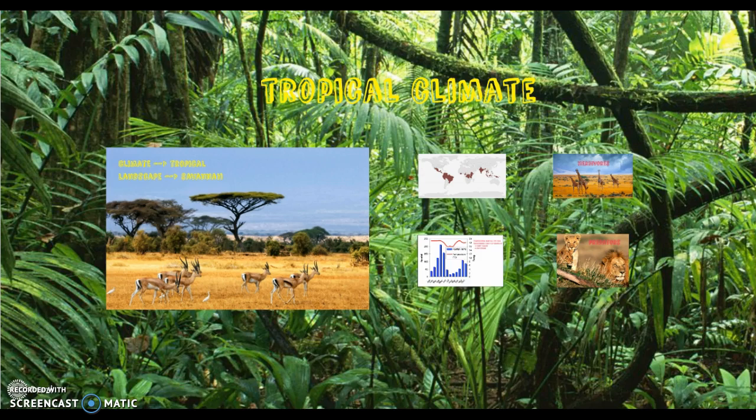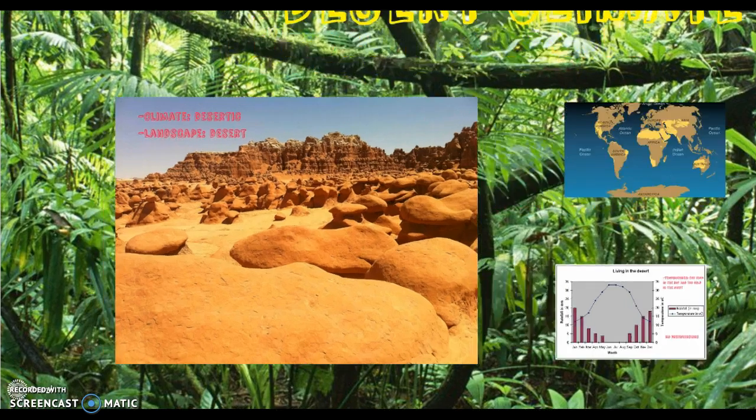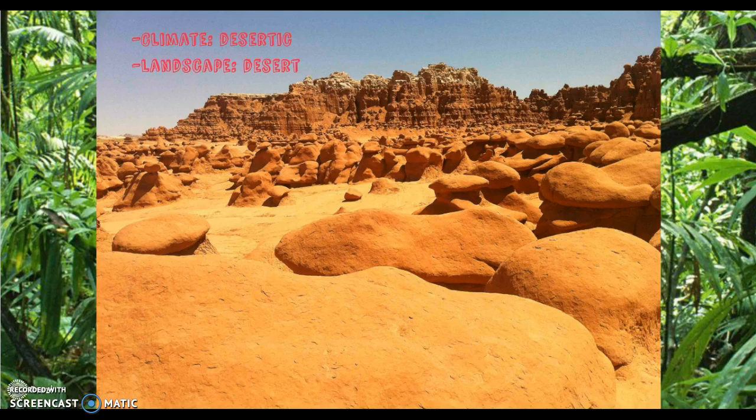And last, but not least, we have the desert climate. What kind of climate and landscape has this kind of climate? The desert has, as you suppose, the landscape called desert. So the desertic is the climate, the desert is the landscape. As you can see, it's very arid with no plants, no animals. So it's less populated.